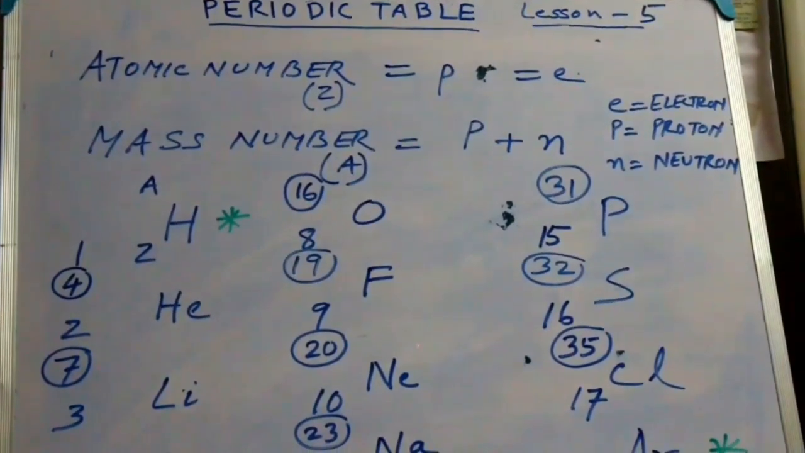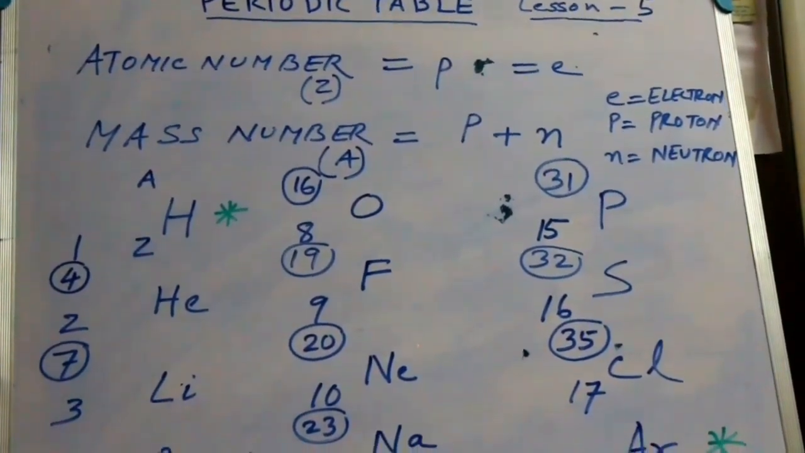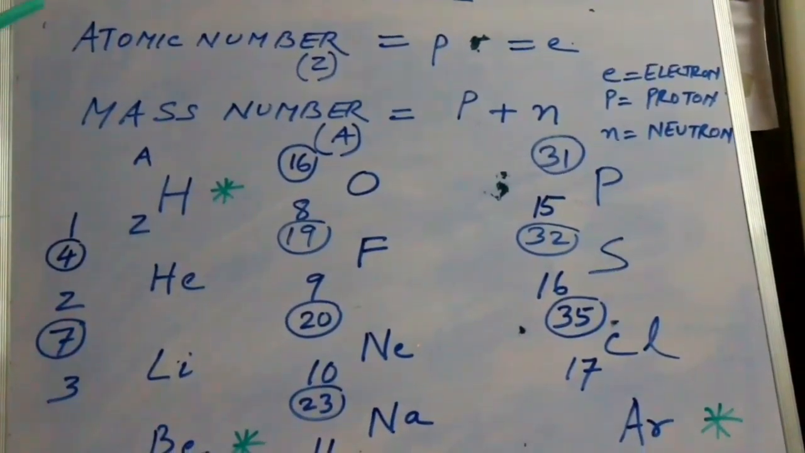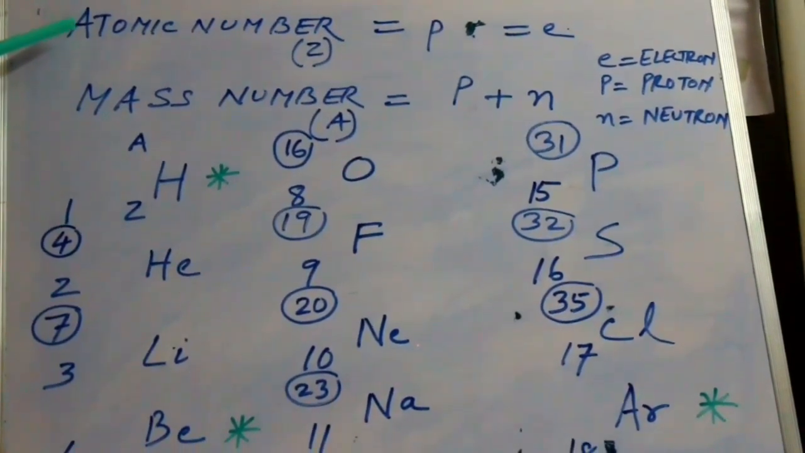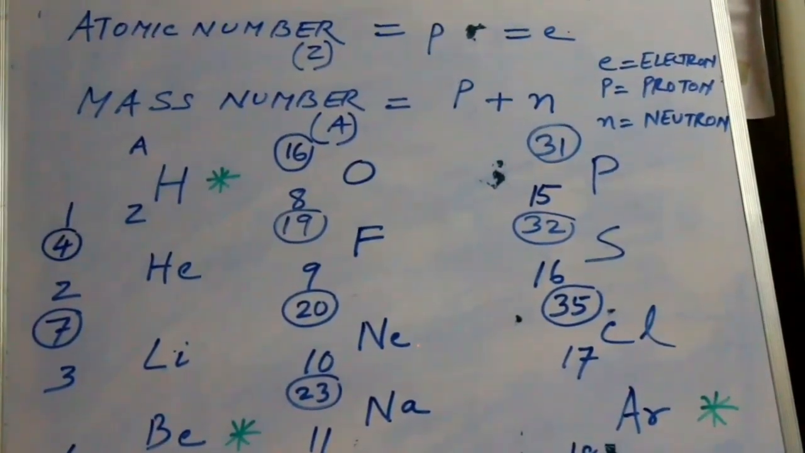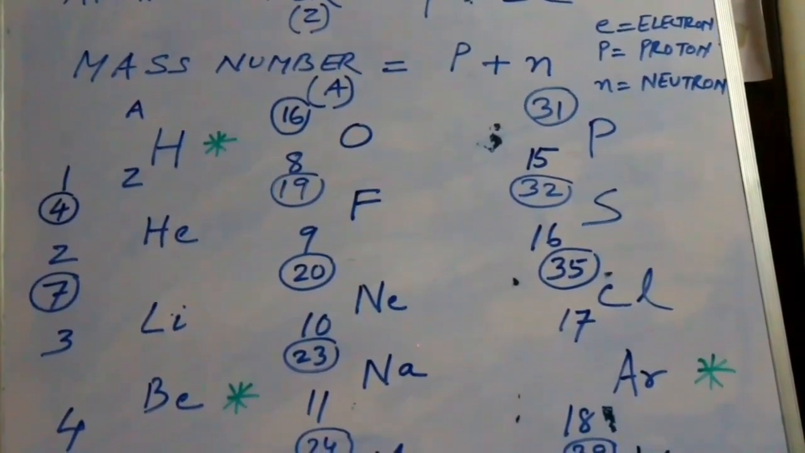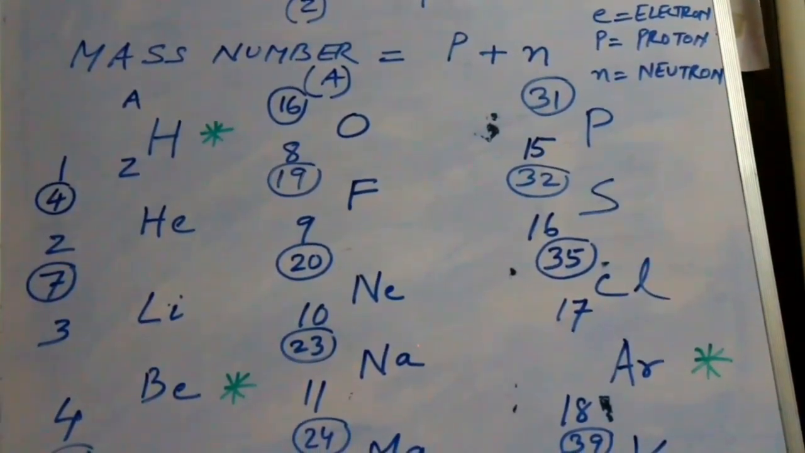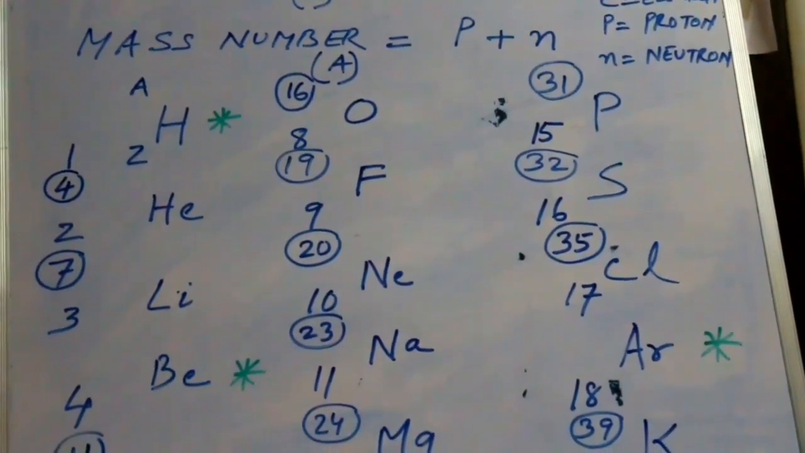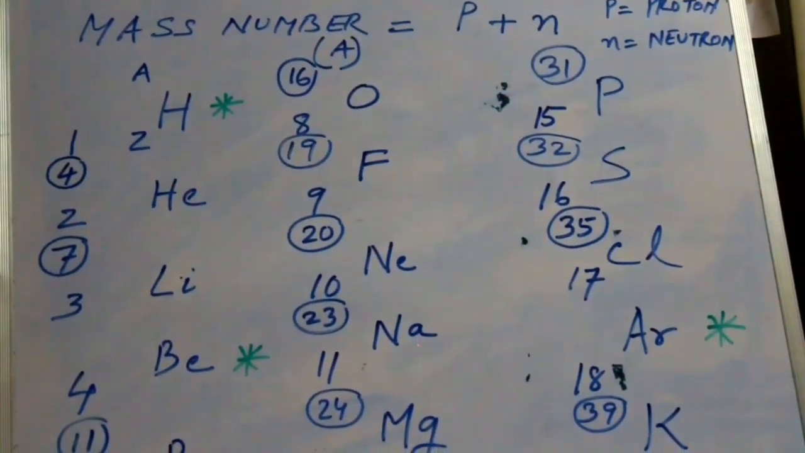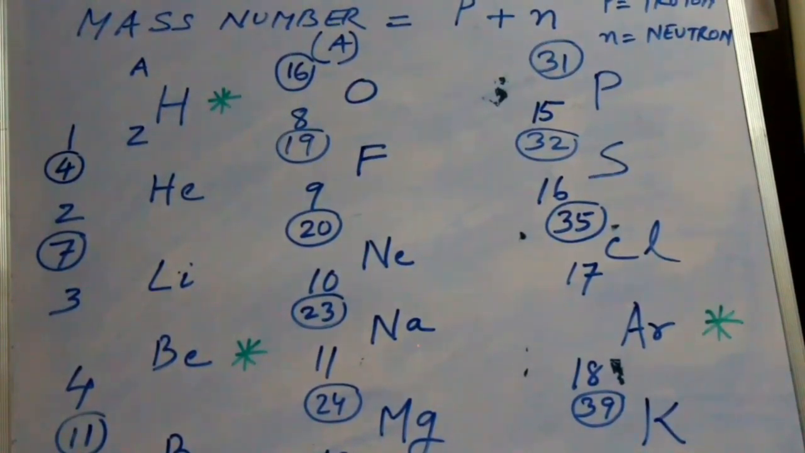Now we have the last part of lesson 5, periodic table. Here we have to know two things. One is atomic number, represented by the letter Z, and mass number, represented by the letter A. Now these Z and A are universally accepted letters. Z representing atomic number and A representing mass number.